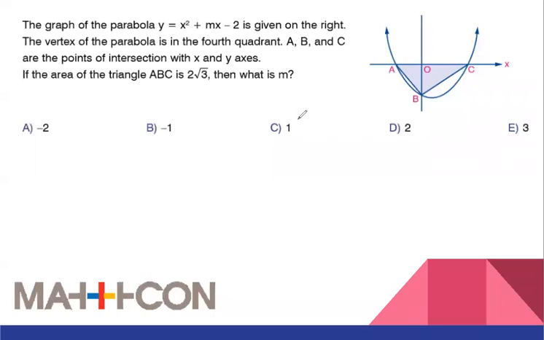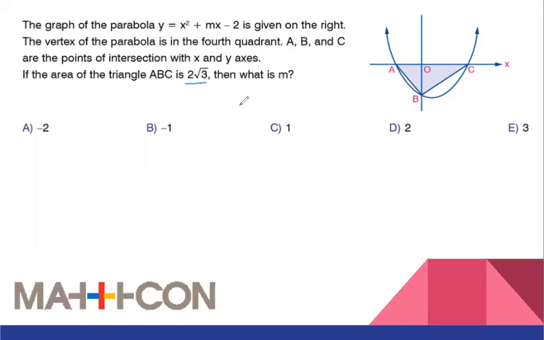So this was a grade 9 question on the practice 4, okay? We are given a parabola and the graph of this parabola is given right here. The vertex of the parabola is in the fourth quadrant, and A, B, C are the points of intersection with the X and Y axes. The area of this triangle is 2√3, and what's the value of M?